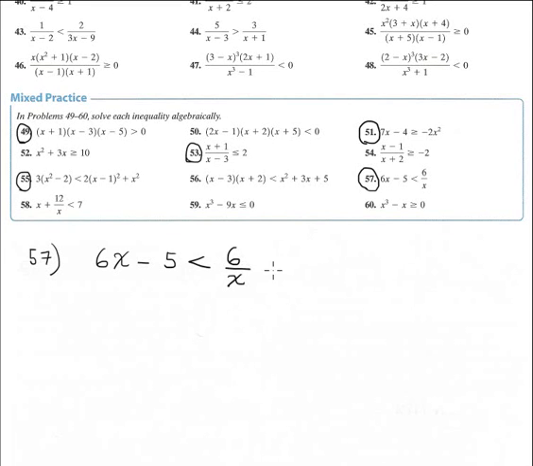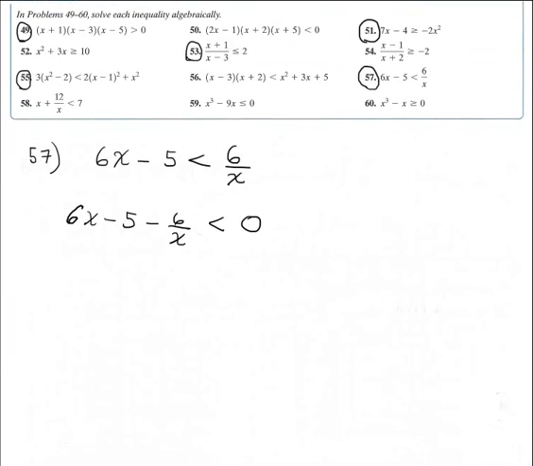Okay, 57. 57 is an inequality, again rational, because we have a variable here. So now I propose you, for example, put everything to the left. Now after that, I find the least common denominator.